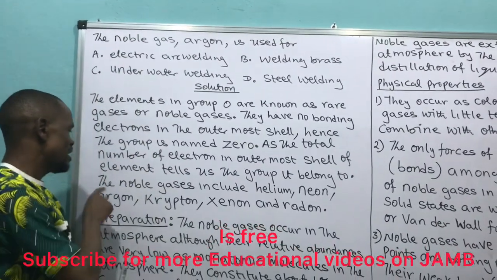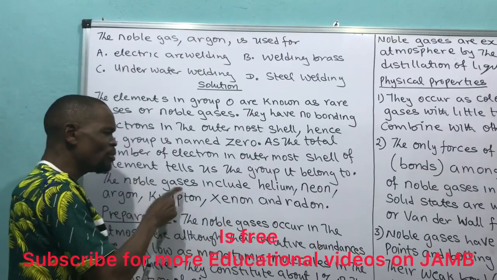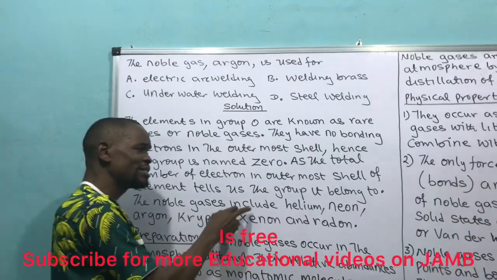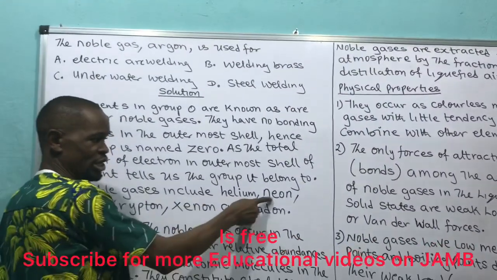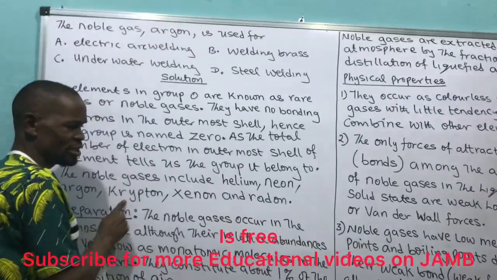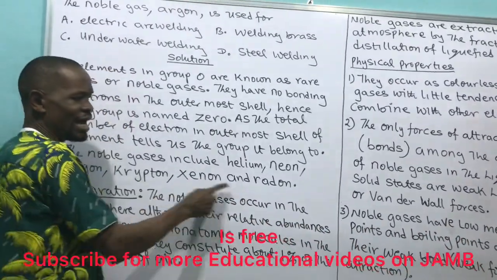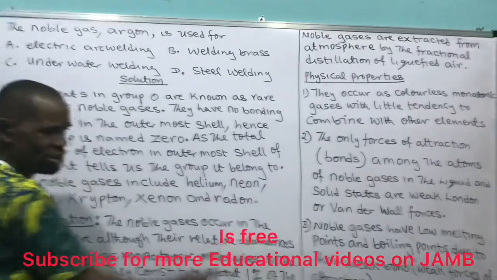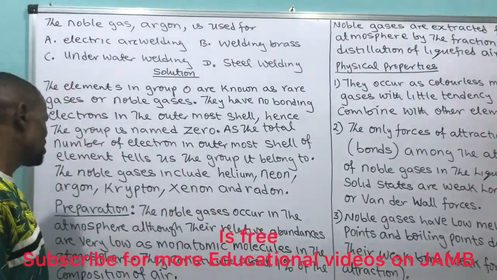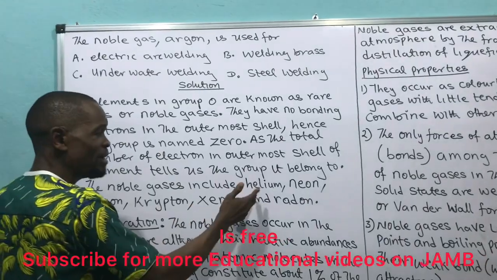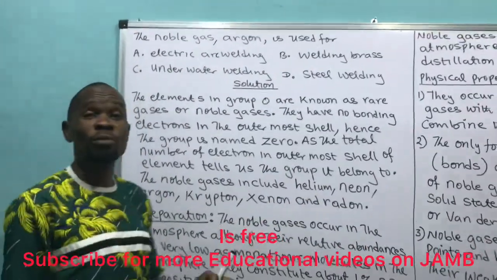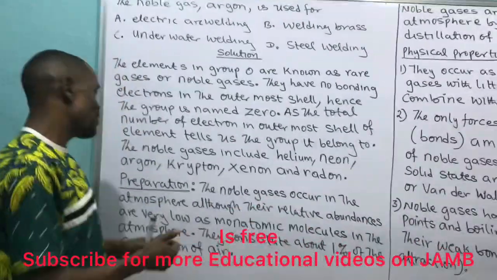Then you now say the noble gases include, let us see the noble gases: helium, neon, argon, krypton, xenon, and radon. You can see xenon and radon. These are 1, 2, 3, 4, 5, 6, which are noble gases. And we have seen them.